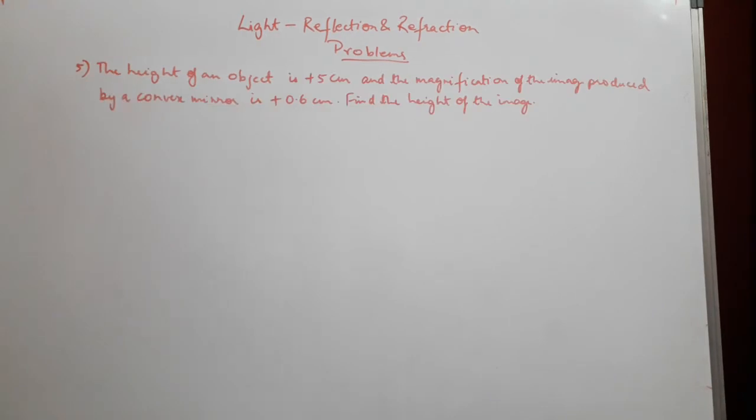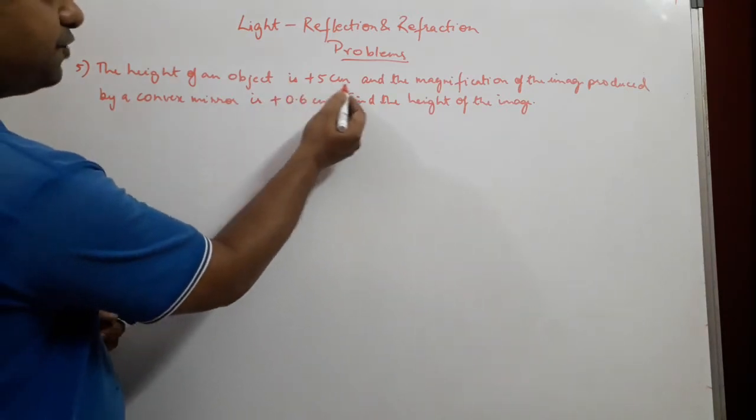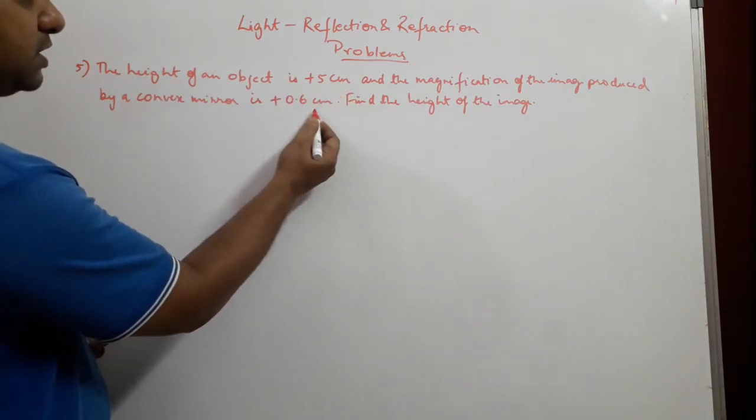The next problem says, the height of an object is plus 5 centimeters and the magnification of the image produced by a convex mirror is 0.6 centimeters. Find the height of the image. Okay, you notice how it is given as plus 5 centimeters, plus 0.6 centimeters.